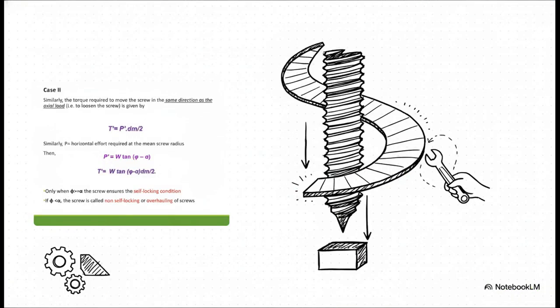Now look at Case 2. Moving with the load, the math subtly but crucially shifts. When you're loosening the screw, the load is actually pushing down the ramp, trying to help you out. So inside the parentheses, we now have phi minus alpha. You are still fighting the friction, sure, but the slope of the thread is now working with the load.